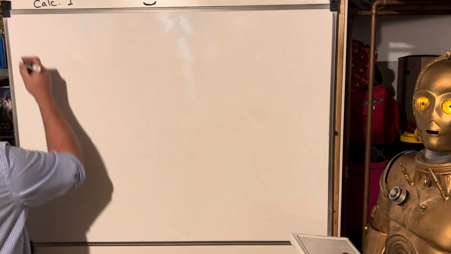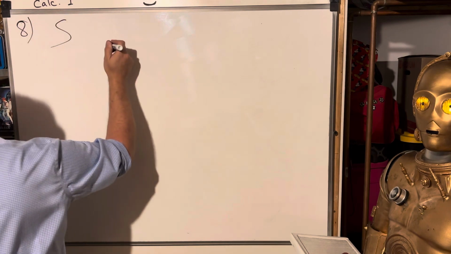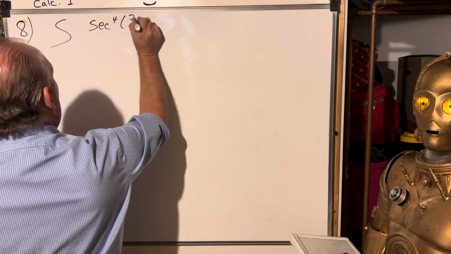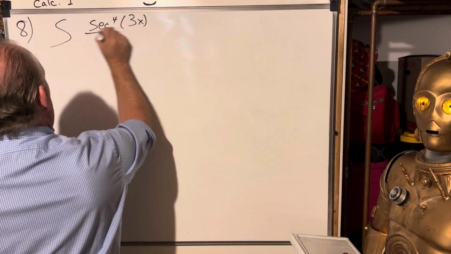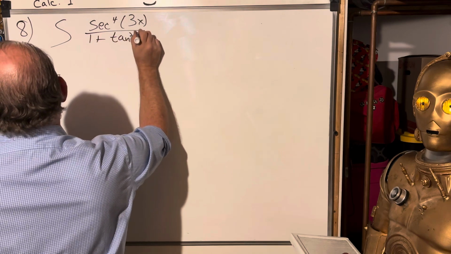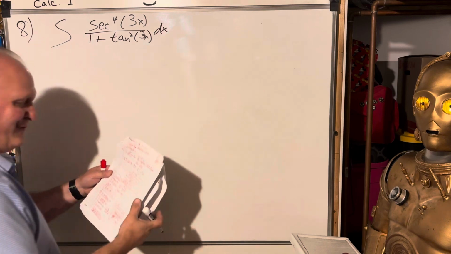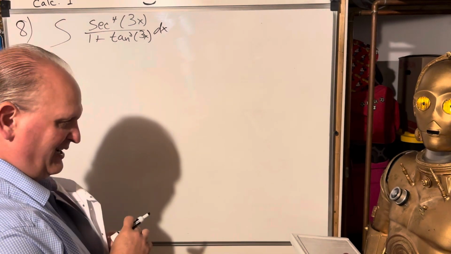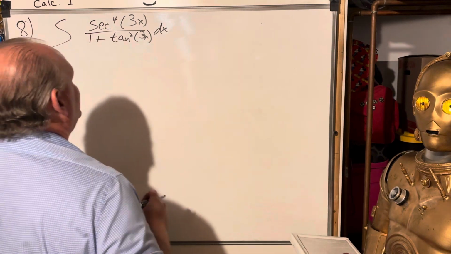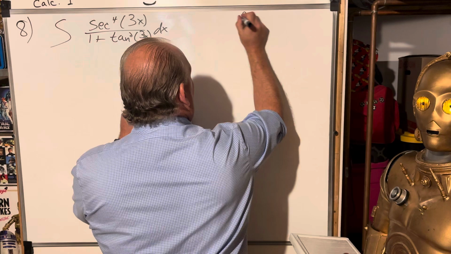Okay, number 8. We have secant 3x. Oh boy. 1 plus tan squared 3x dx. Yoinks. 4th degree. We don't work with 4th degrees. Here. Oh, I see. Let's use the Pythagorean identity.